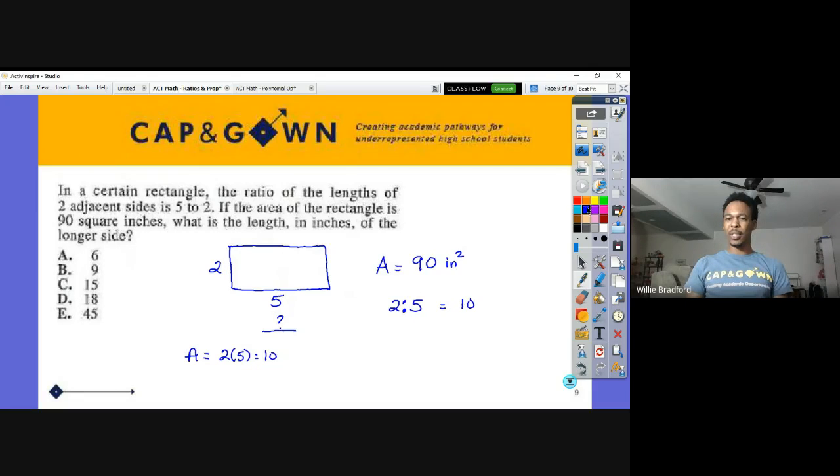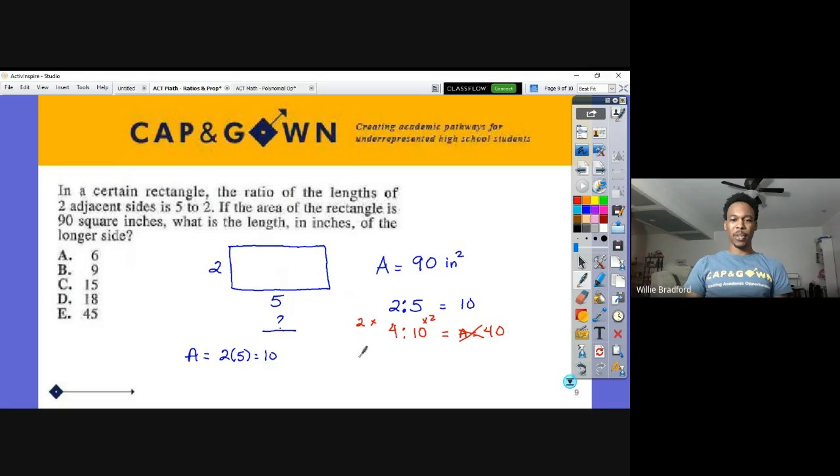But let's use some ratios that might help us. So let's say I multiply both of these by 2. So this has to be 4, and this has to be 10. Multiply both of them by 2. 4 and 10. Well, it's 4 times 10. If I find my area, does that give me an area of 90? Nope. It gives me an area of 40. So that doesn't work.